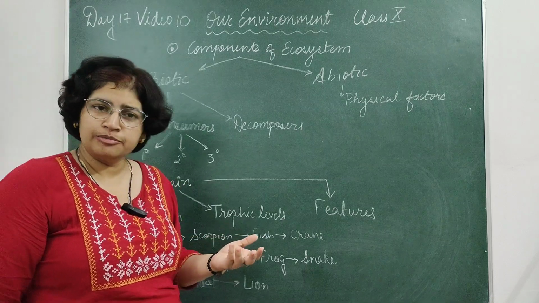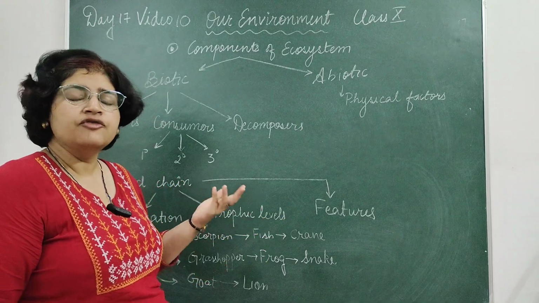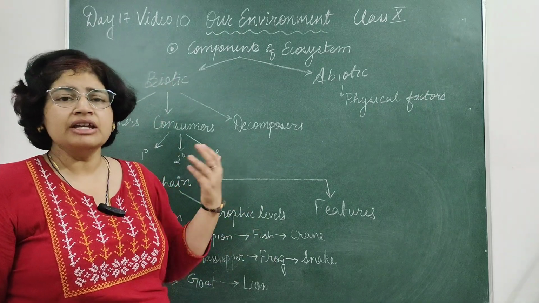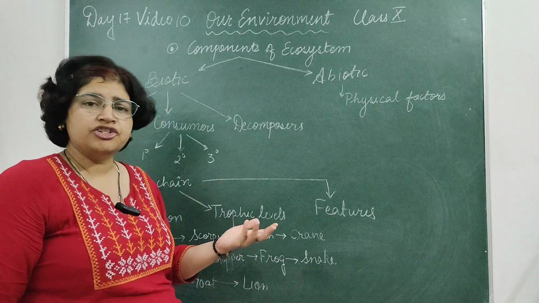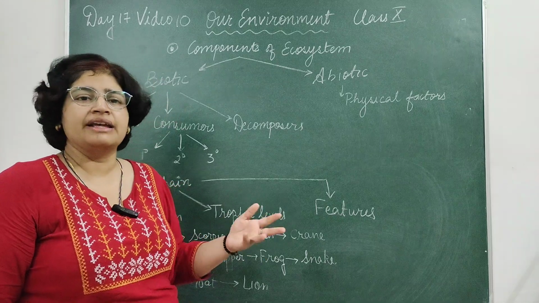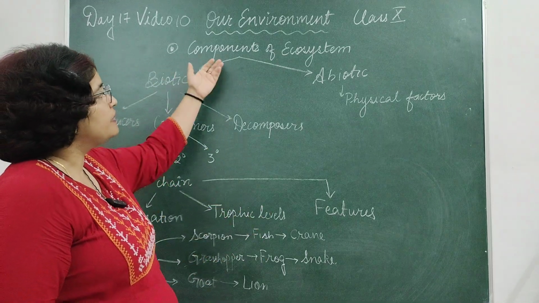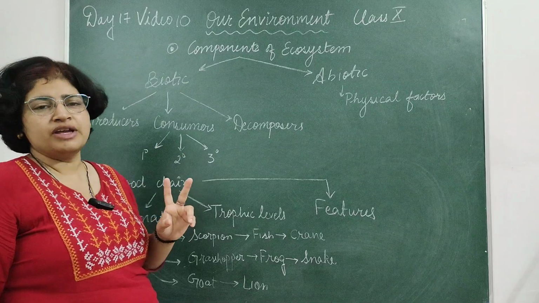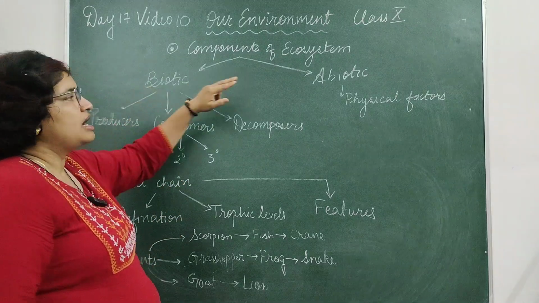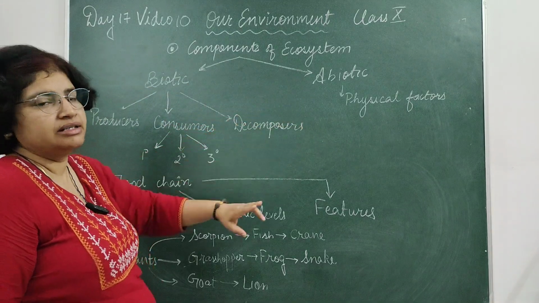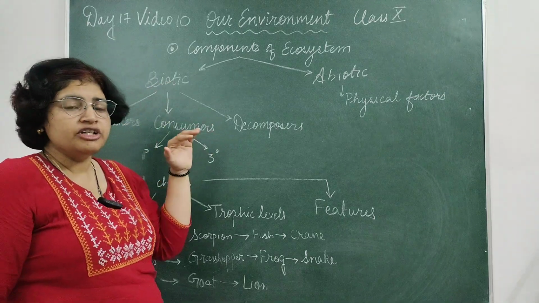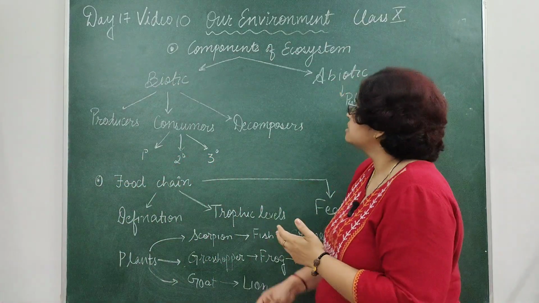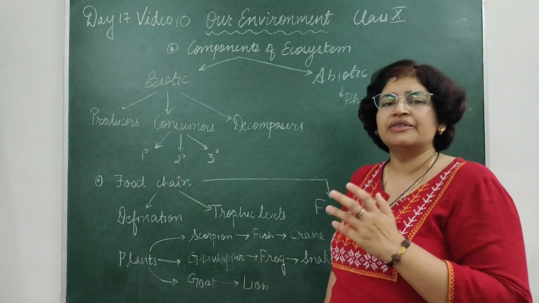Ecosystem is that functional place in the biosphere where living organisms interact with each other as well as with the physical factors like temperature, humidity, soil, water and air, etc. So here we are having the components of ecosystem. There are basically two components of ecosystem. One is the biotic and the other is abiotic components. Biotic components are those which include living organisms, and abiotic components include the physical factors, the non-living factors.